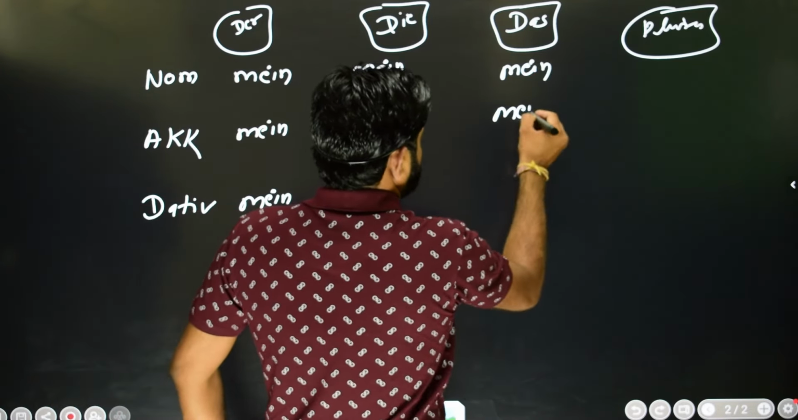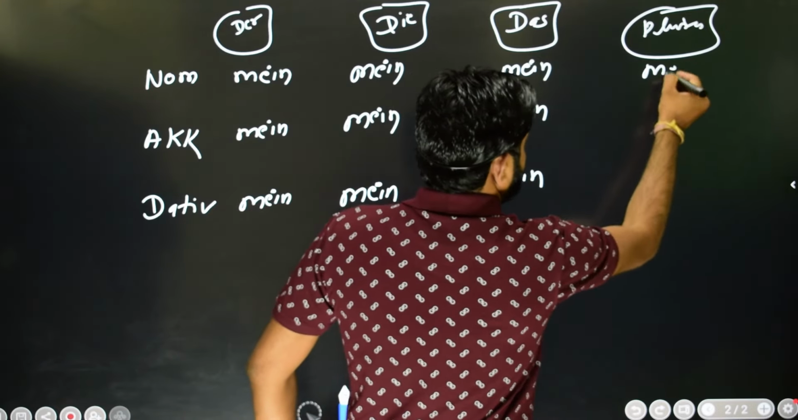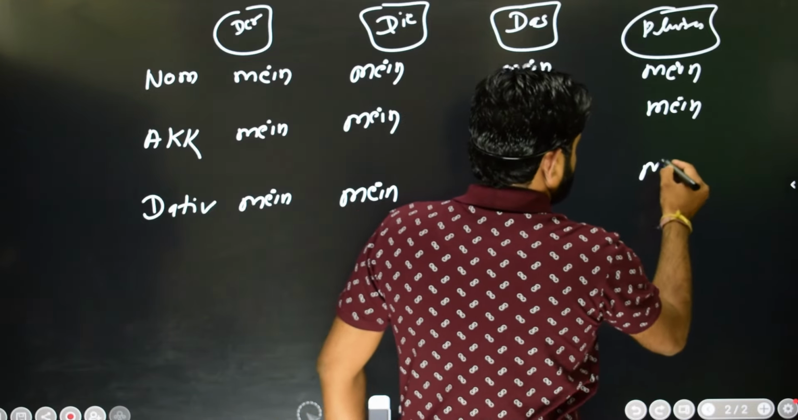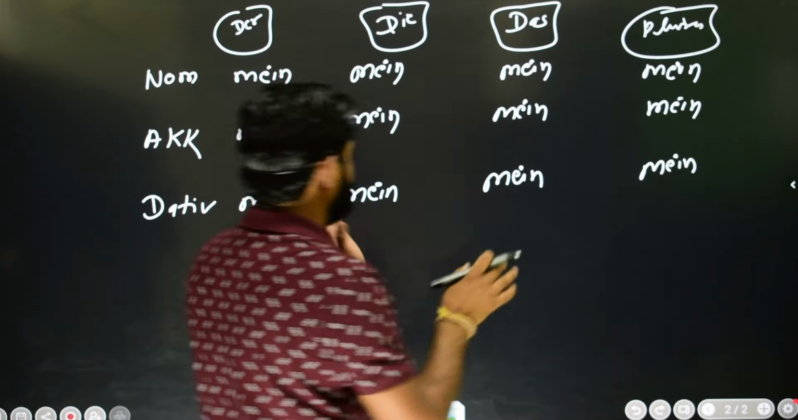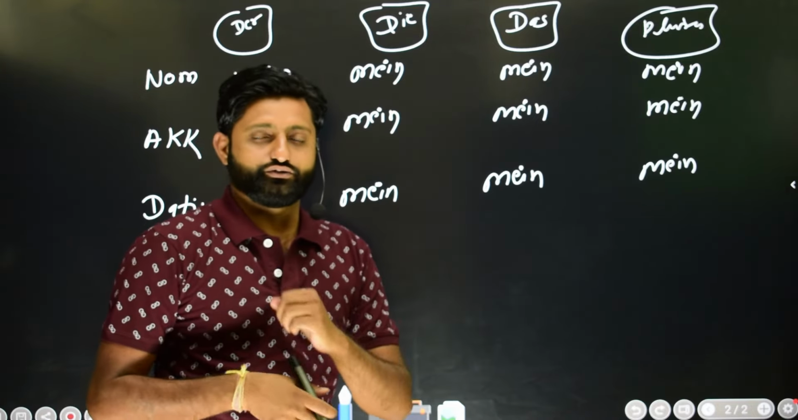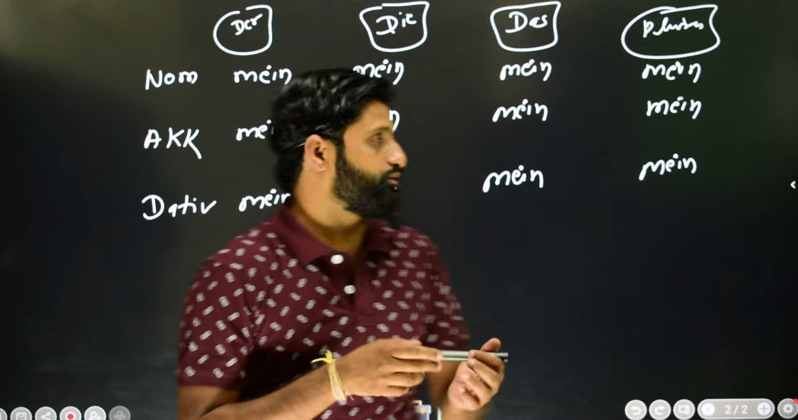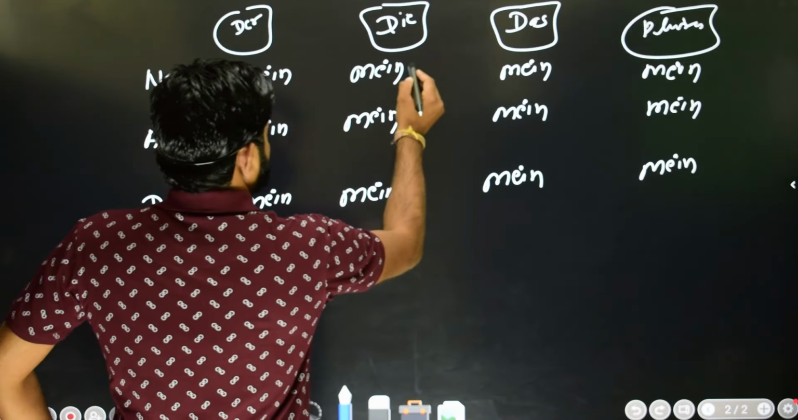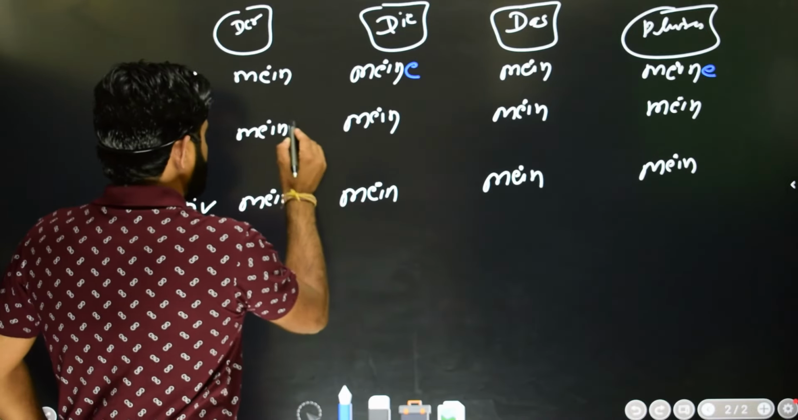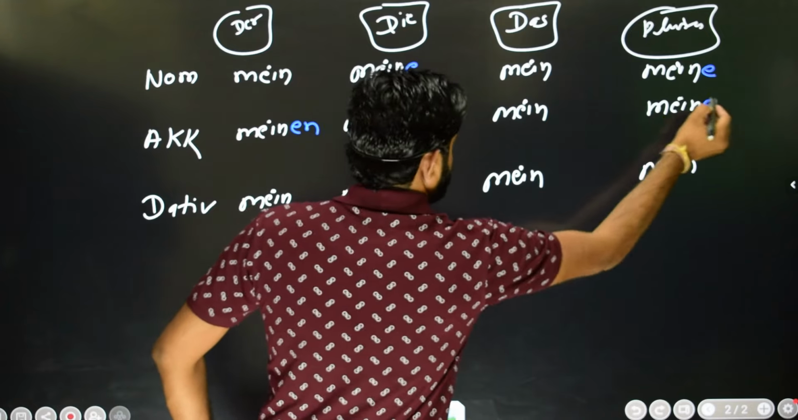Mein, mein, mein. So everywhere I'm writing here mein only. This way you can easily learn how to frame a table of possessive articles. You are aware of the table of der, die, das. The same table we have for possessive articles. So I'm adding here e. Here also e. Here en, here e, again here e.